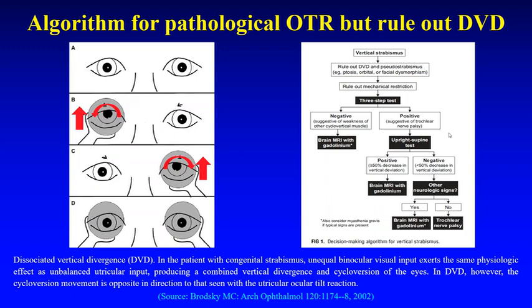If it is negative, that is less than 50% decrease in the vertical deviation, and if there are no neurological signs, the trochlear nerve palsy is for sure. If there are other neurological signs, brain MRI with gadolinium is required. So this is the decision making for vertical strabismus of acute onset.